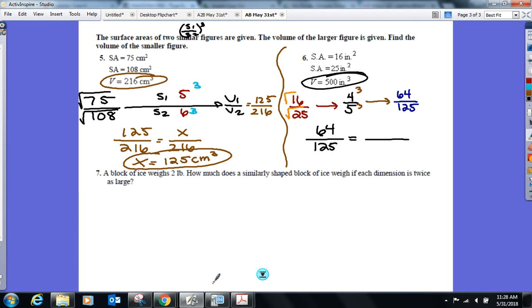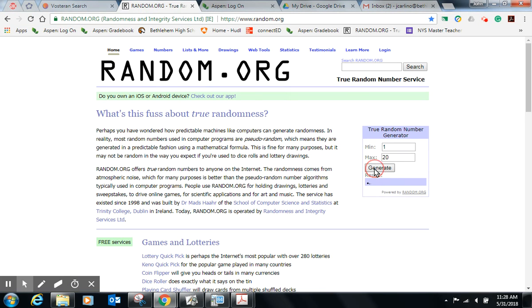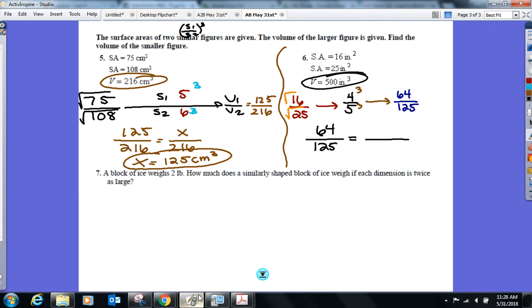Where's that 500 going? Because it represents the larger one, so 500. What is the volume of the smaller one? And what did you get there, Emily? 256. Thank you. Good job on the units.